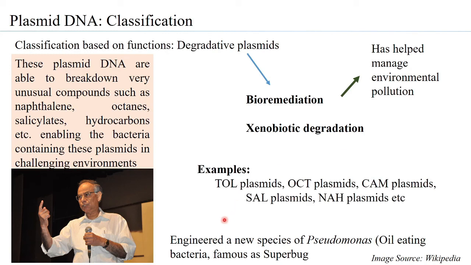Certain examples of such degradative plasmids are TOL plasmids, which are able to degrade toluene, OCT plasmids that can degrade octane, CAM plasmids that can degrade camphor, SAL plasmids that can degrade salicylates, NAH plasmids that can degrade naphthalene, and so on. So there are many such degradative plasmids present.